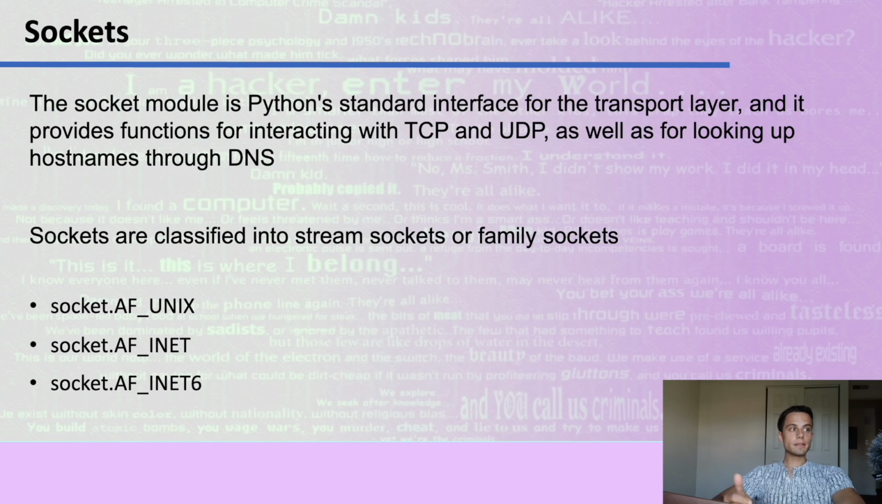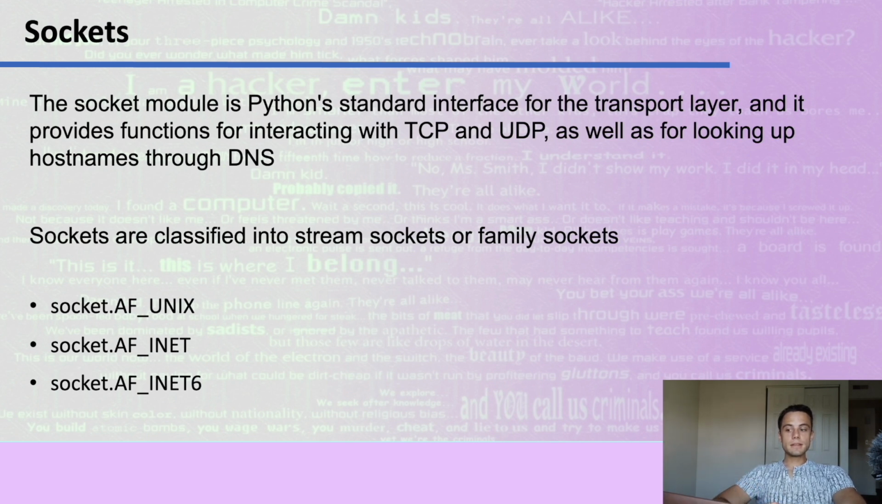So basically, socket is a Python term that is used as a standard interface of the transport layer of the TCP or UDP layers. This is basically a way to transport data. When you run a socket in Python, it interacts with the TCP and UDP transport layer types, and it also looks up the DNS, which maps the host name to the IP address.